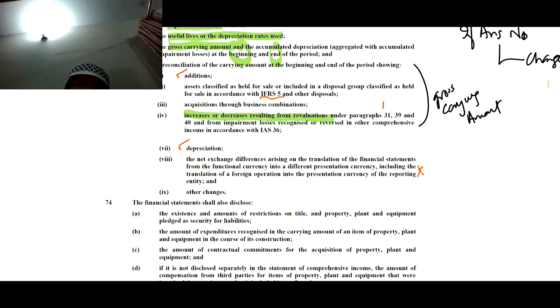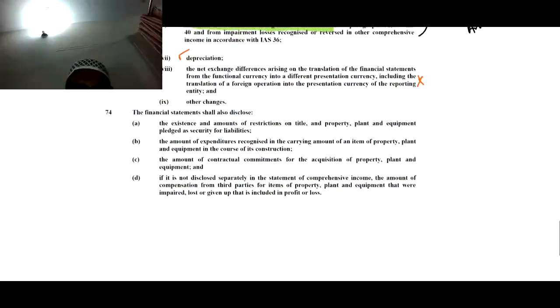The financial statements shall also disclose the existence and amount of restrictions on title. If any restriction is placed on property, plant, equipment, you cannot sell it, or you have pledged your asset as a security with the bank for obtaining a loan. The amount of expenditure recognized in the carrying amount of an item of property, plant, equipment in the course of its construction, CWIP related discussion.